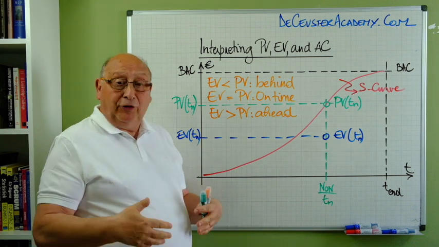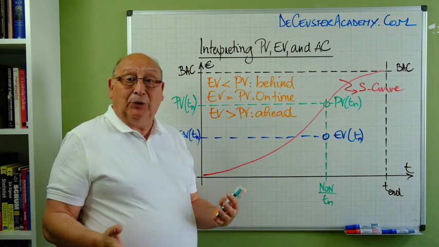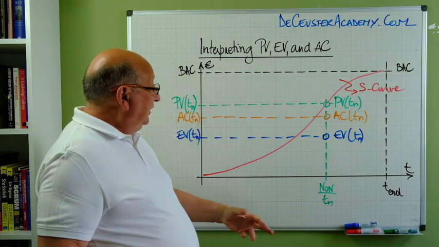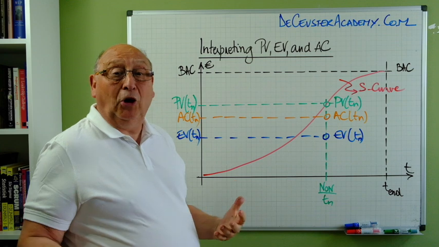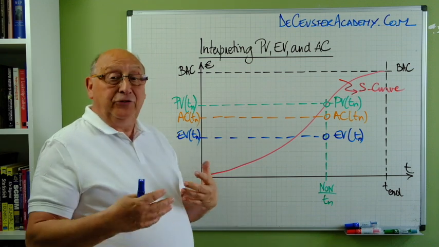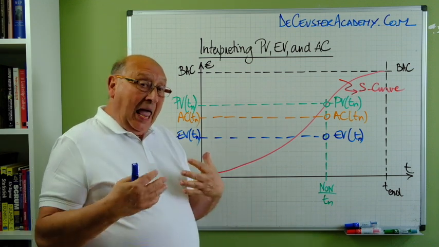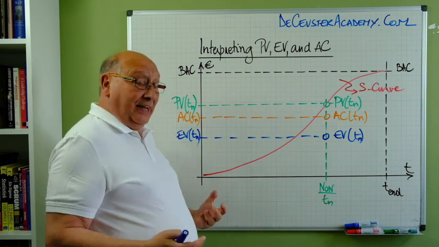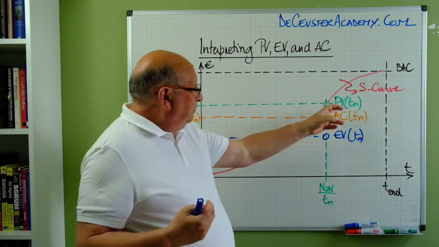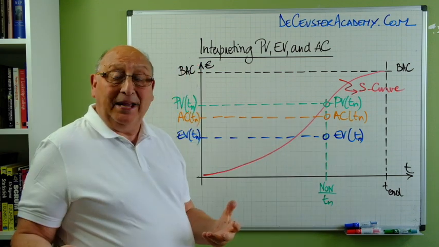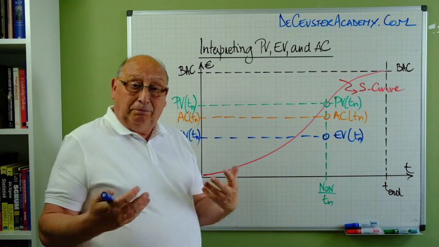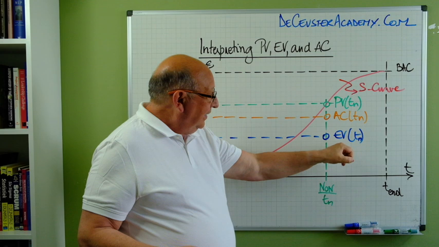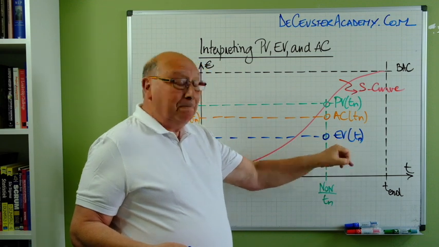Let's do the same for the actual cost and see what we can conclude here. The next thing I add to this graph is the actual cost. How much money did we pay until this moment? And that is another parameter that we have to evaluate. Now, we were looking at PV and EV to estimate the schedule performance of the project, but now we have to compare actual cost and EV.